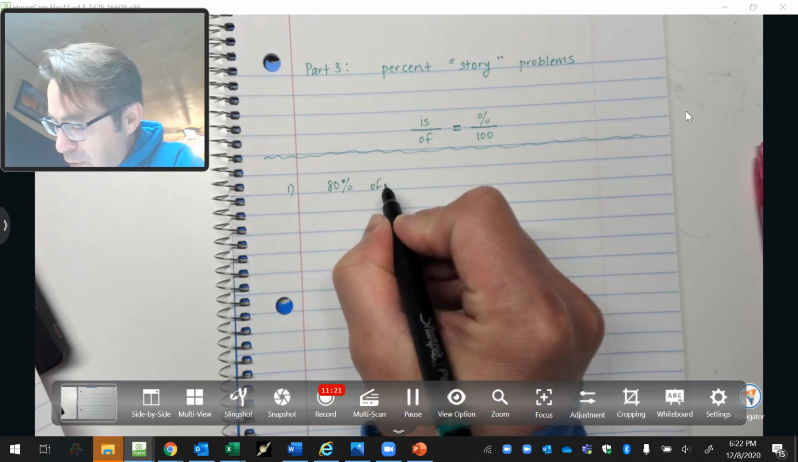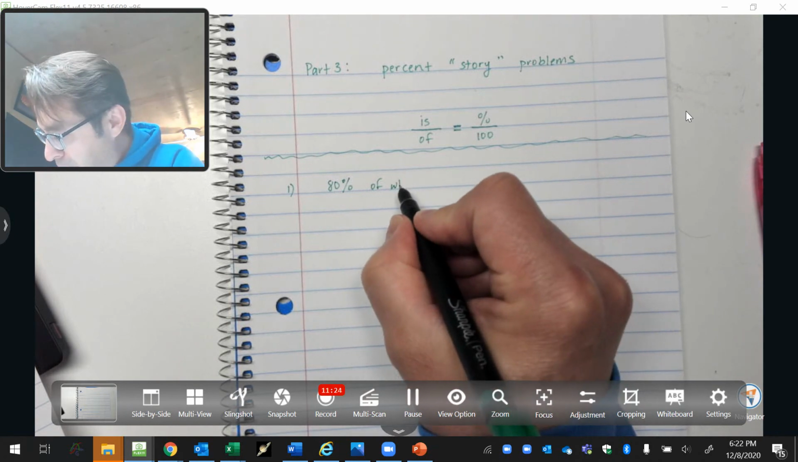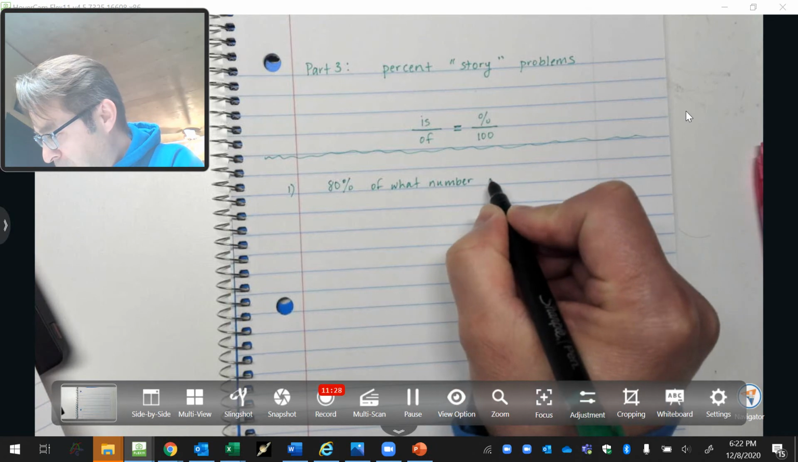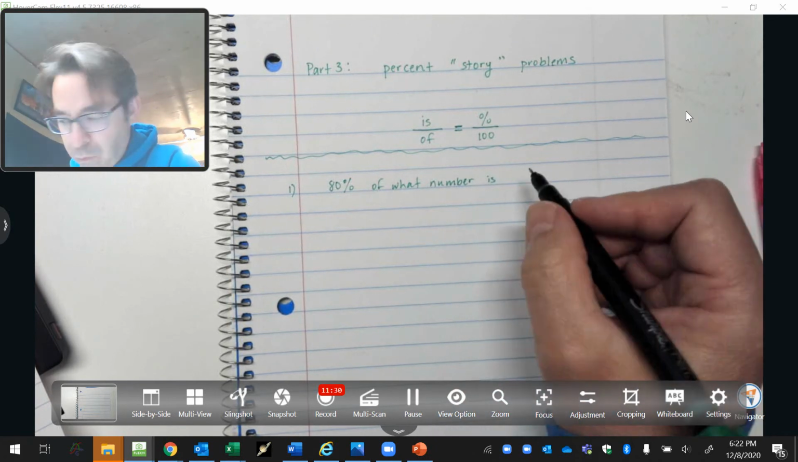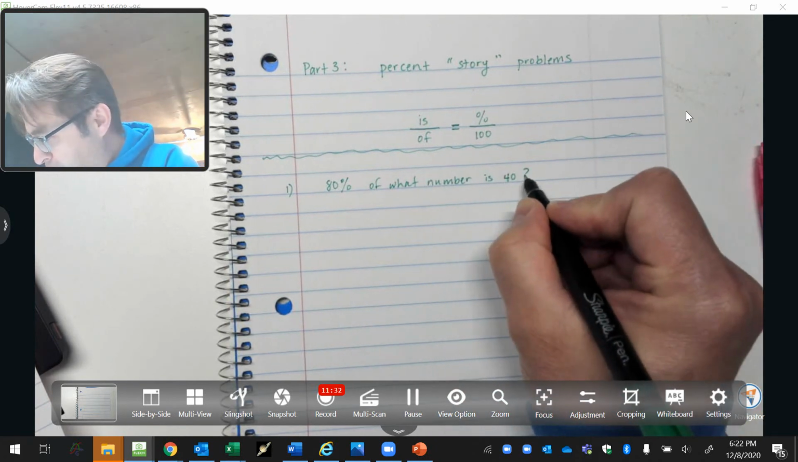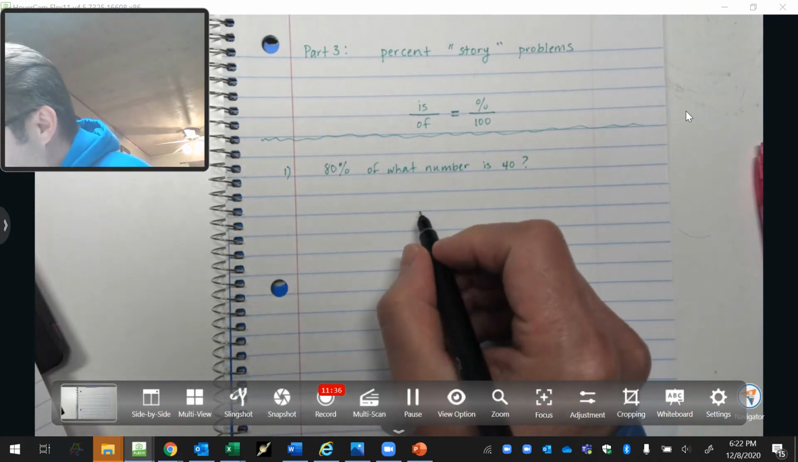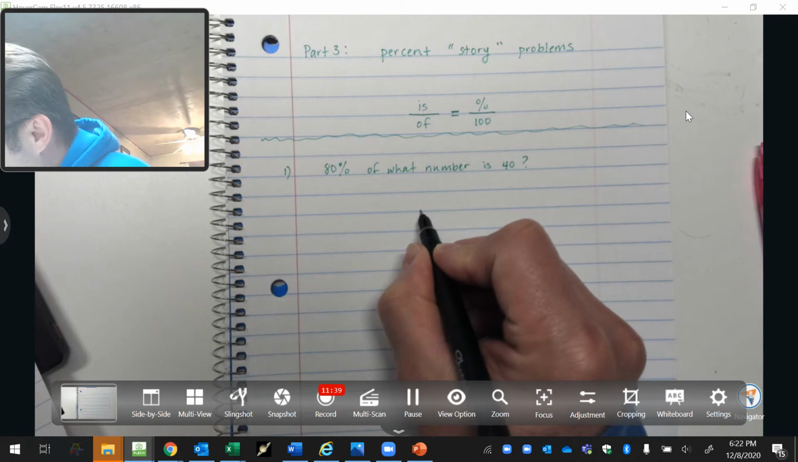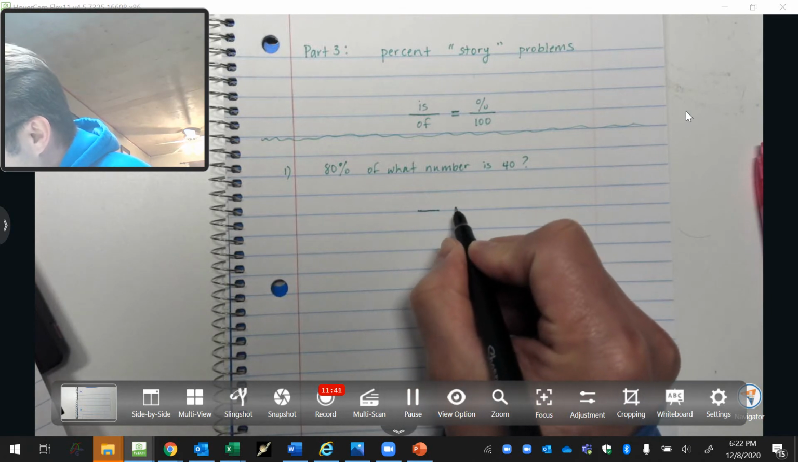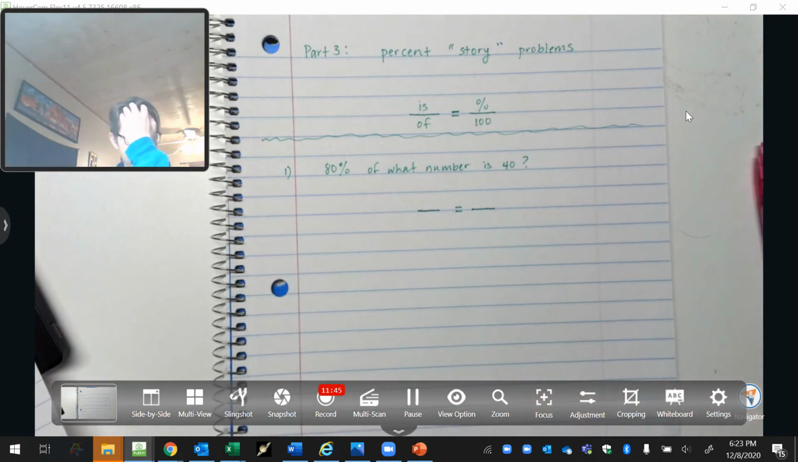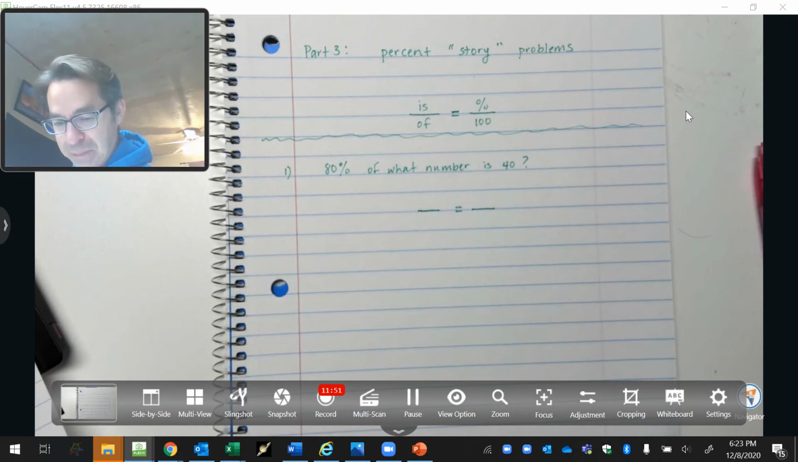80% of what number is 40? See, that's not much of a story problem. So here's how we would like you to do this. And yes, parents, I do understand there are other ways to do it, but the lesson that we're doing is called proportion, so we want everybody to solve it this particular way.